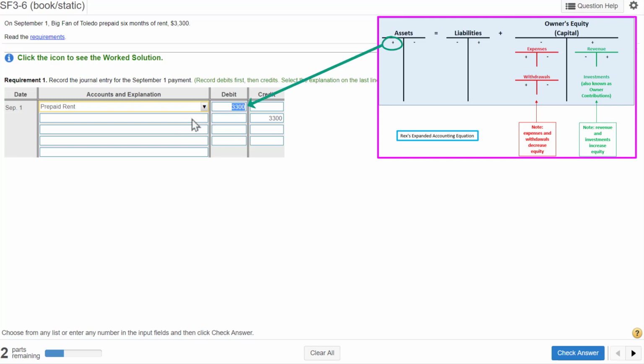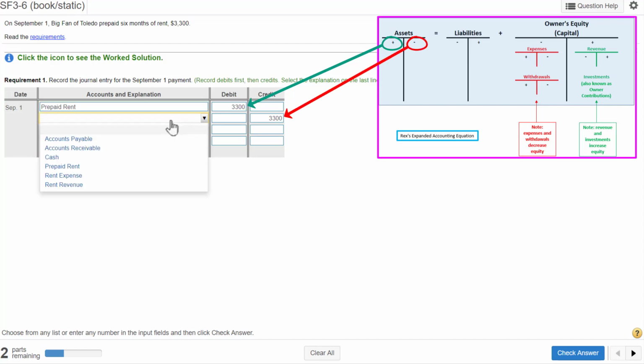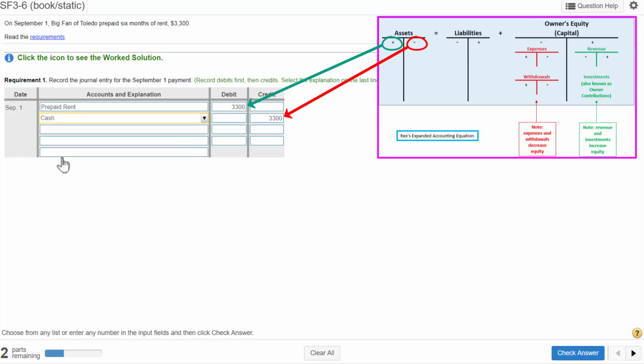All right. Then, how did we get it? We paid cash. Which way is cash going? It's going down. Cash is an asset, and assets decrease with a credit. So then we need an explanation to record rent paid in advance.